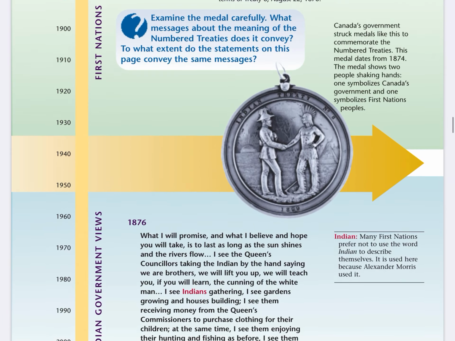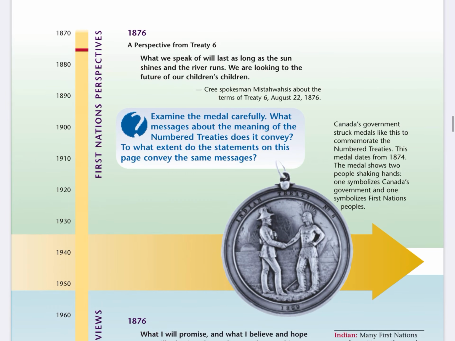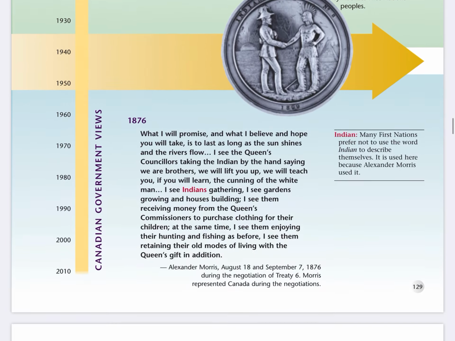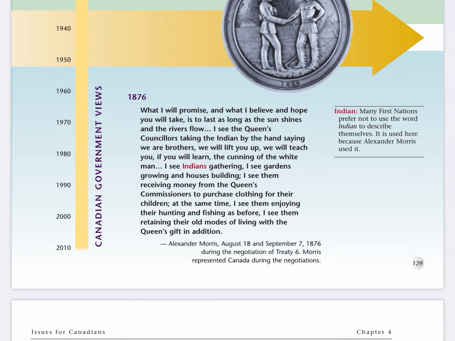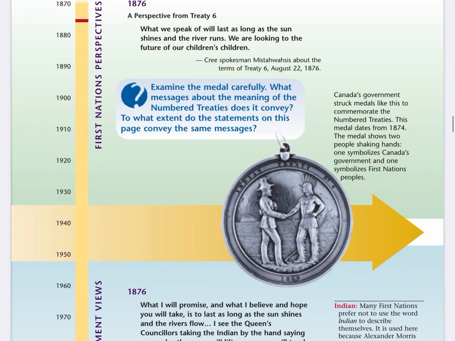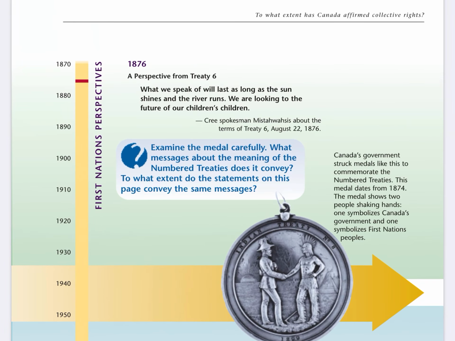That is funny. So this is what page 129 is. Now what you'll see on this is the top part here, and this is for all these pages, 129 to 135. The top part is the First Nations perspectives, and then the bottom is the Canadian government's view. So what we're going to do is go through each and every one of these dates, each one of these pages, and just compare the two perspectives.